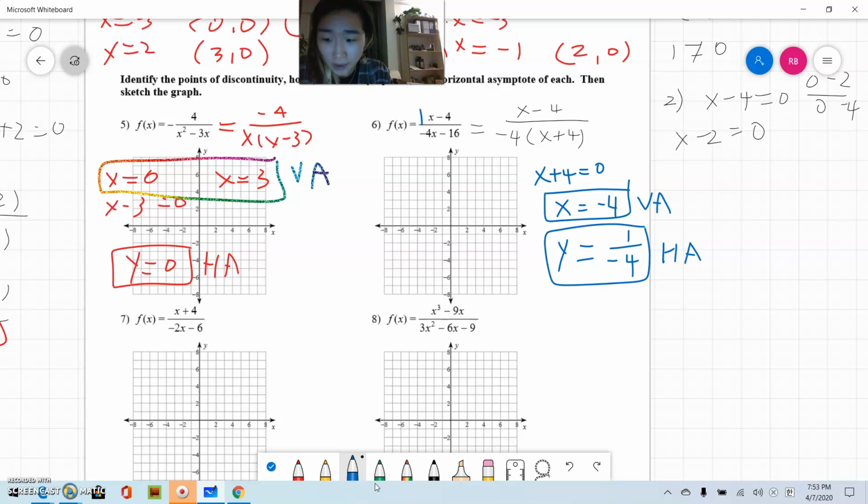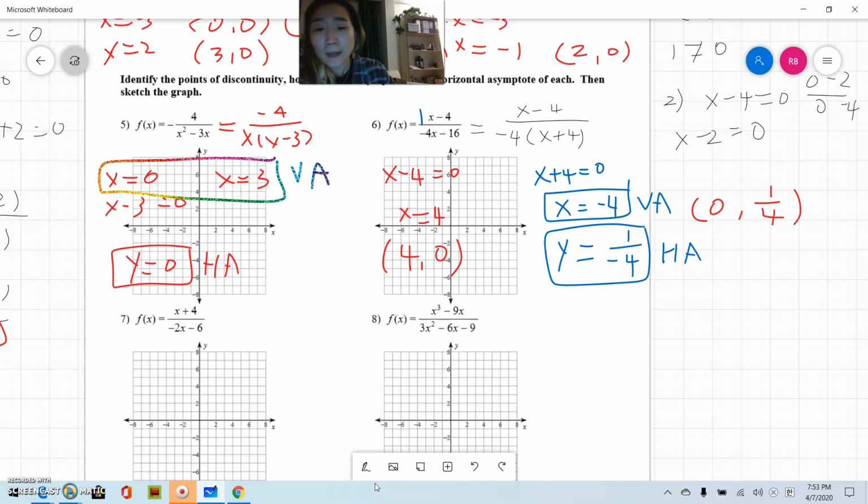Do I have an x-intercept? Yes, I do. I have an x-intercept, which is x minus 4 equals 0, because you need to set the numerator equal to 0. So my x-intercept is at (4, 0). Do I have a y-intercept? I do. The y-intercept is when all the x values are 0, so 1 over 4 is my y-intercept.